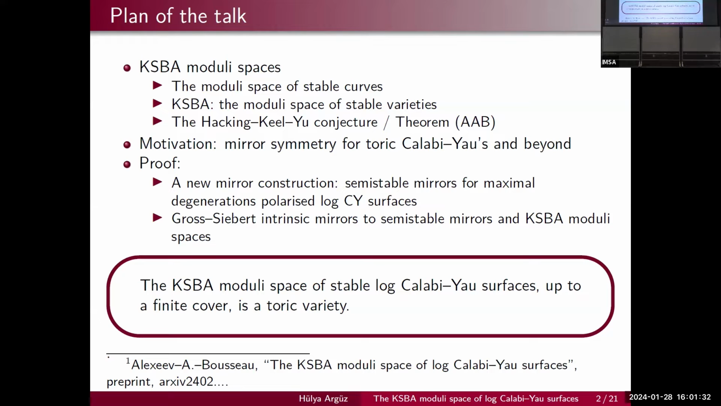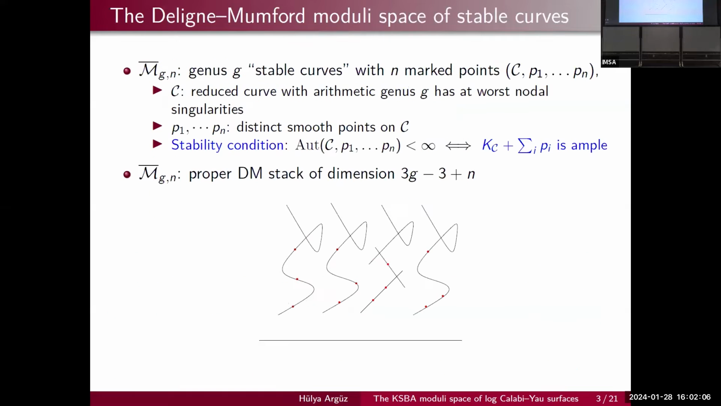And I will tell you the motivation for this, how this story is related to mirror symmetry. It will be a crucial ingredient in the proof. And I will tell you how the proof works, which involves a mirror construction, which we call semi-stable mirrors, for maximal degenerations of polarized log Calabi-Yau surfaces. And it also involves analyzing intrinsic mirrors to grow a seabed of these semi-stable mirrors that we construct. So I will tell you details of this.